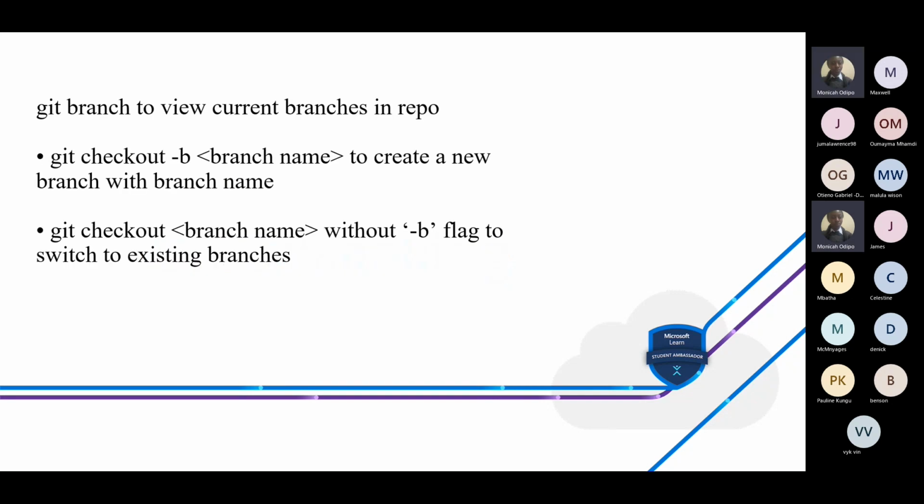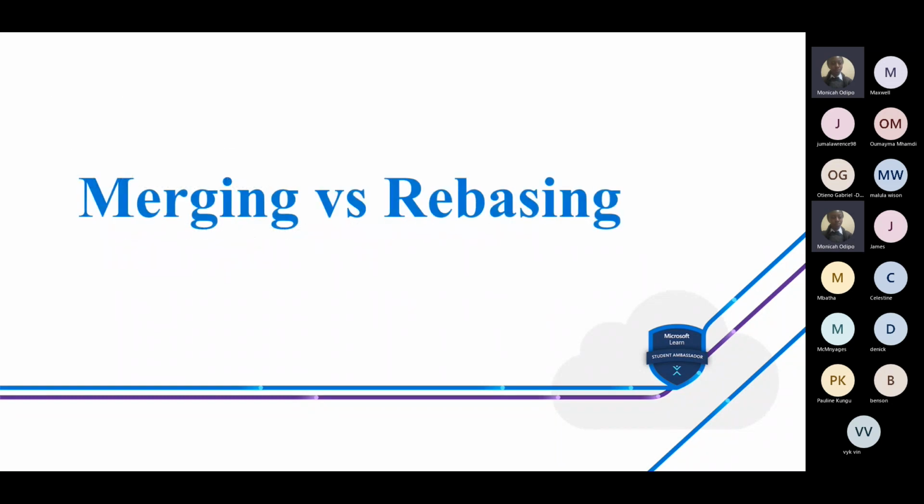git branch is used to view current branches in the repo. From your terminal, you can check the branch you're working on, and also you can create a new branch. The same way I said, when developers are working on something, they can have it in different branches. You can create a new branch with git checkout -b and the branch name, and you can switch to an existing branch by typing git checkout. You can also check a list of the branches by typing git branch, and it shows the list of branches you have.